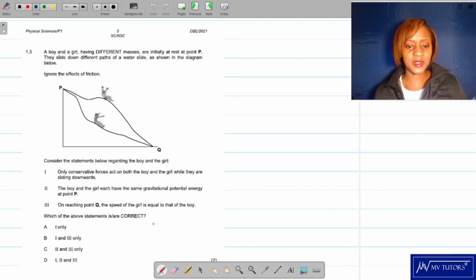Okay guys, that was very important for them to remind us that we should ignore the effects of friction. Why am I saying that? Because that will actually tell you whether you have a non-conservative force or a conservative force. So let's just read the statements below and then we'll answer the question.